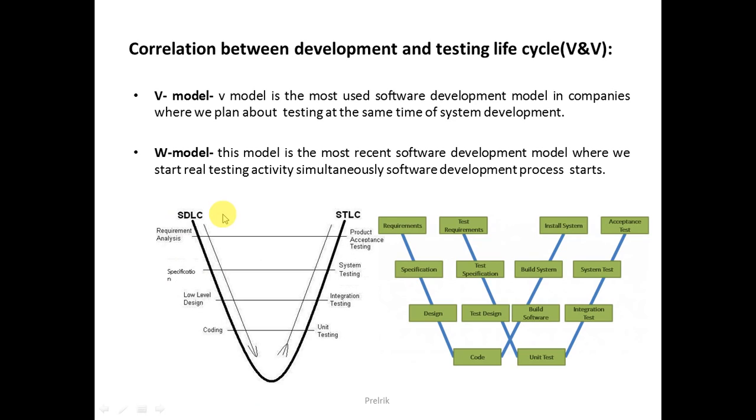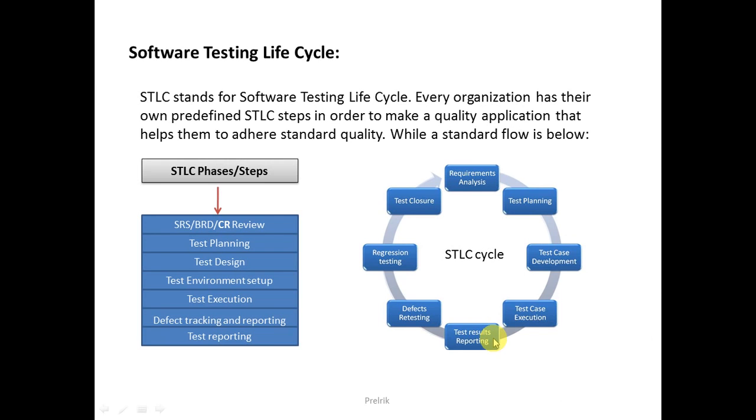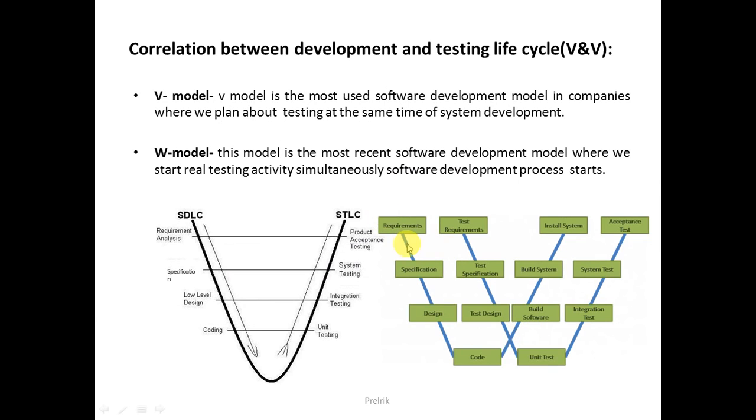So what we are going to do in the W model is implement a different phase, a different V, which will be starting, just follow the cursor, something like this. And it creates a W model. So it's a V and again a V. You might have heard about the V and V process in big IT companies. V and V is nothing but verification and validation.